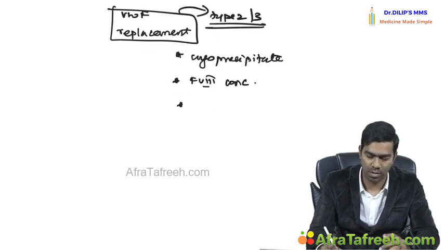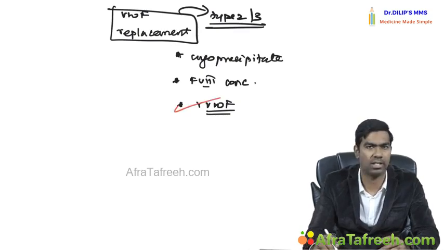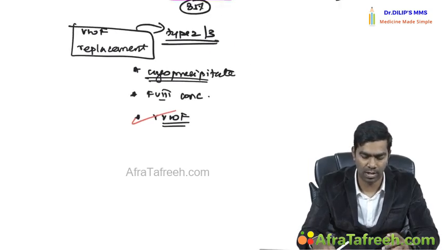Or you can use recombinant Willebrand factor concentrates also. That is also available, but very costly and not available in India as such right now. But cryoprecipitate is very easily available in India, so you can use that.